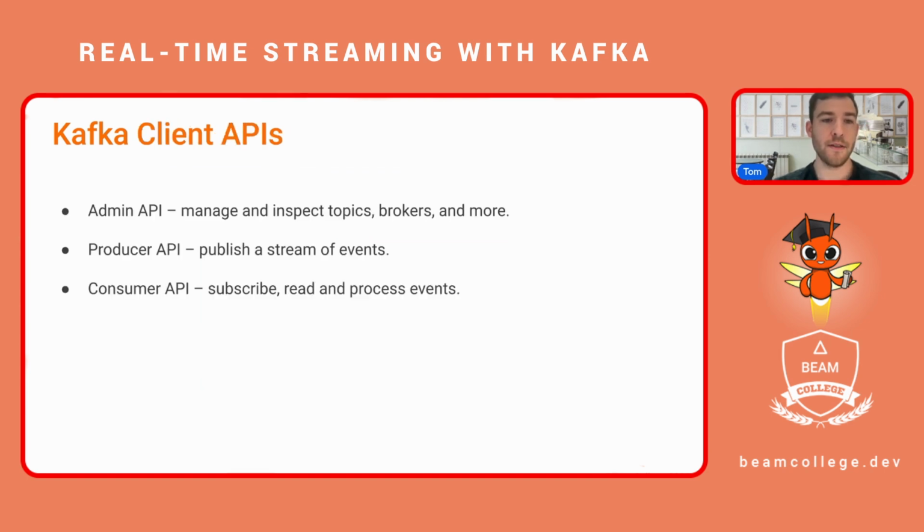Kafka provides various interfaces that allow applications to interact with it. The admin API is used for managing and inspecting the Kafka cluster itself. You could use it to create, delete, or modify topics. The producer API is designed for applications that want to send data into Kafka. If you have a service or application generating data, you would use the producer API to package that data into events and publish them to specific topics in Kafka.